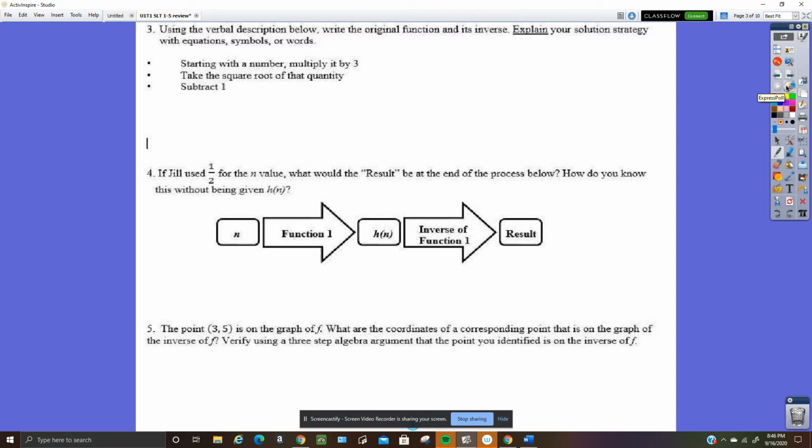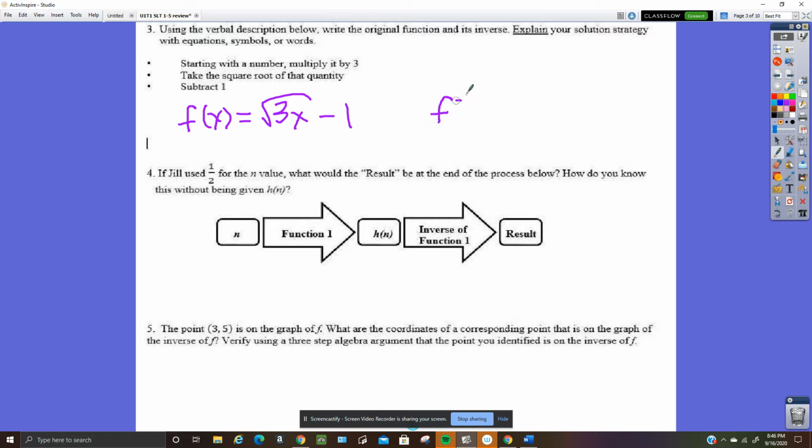So using these verbal descriptions, write the original function and its inverse, explain your solution strategy with equations, symbols, or words. So the easiest thing I think is to make an equation. So f of x, you start with a number multiplied by 3, so 3x. Take the square root of that and then subtract 1.